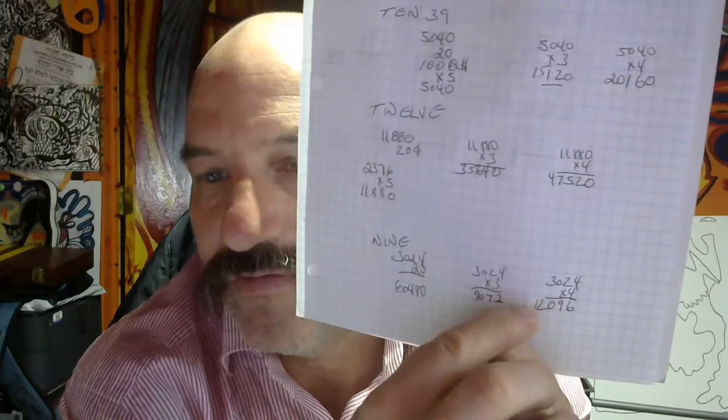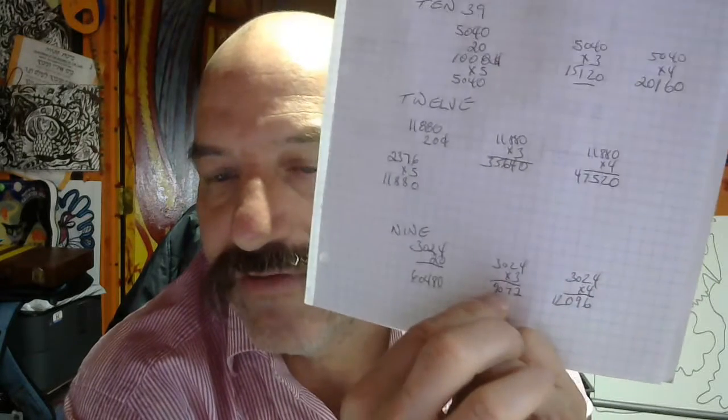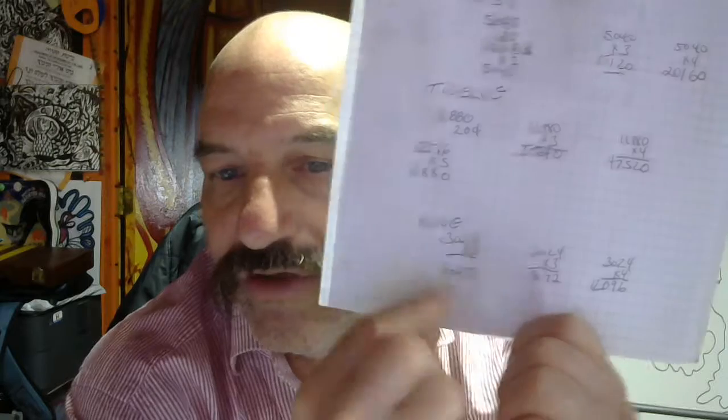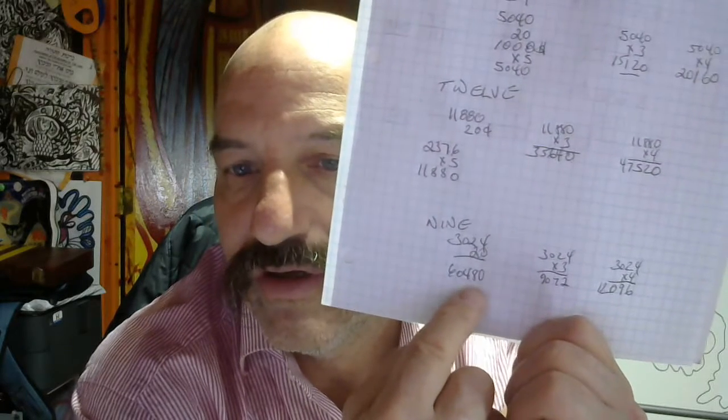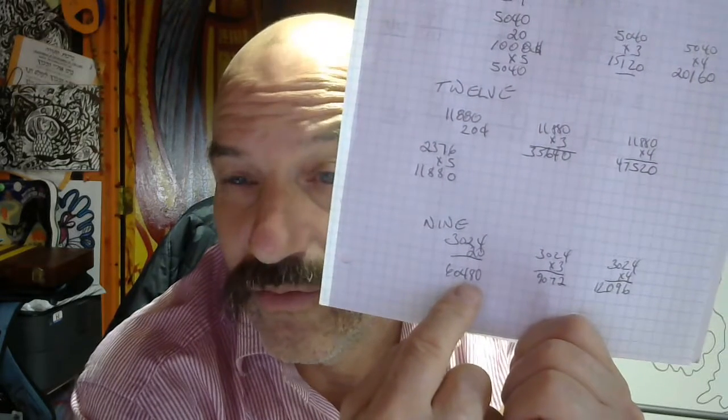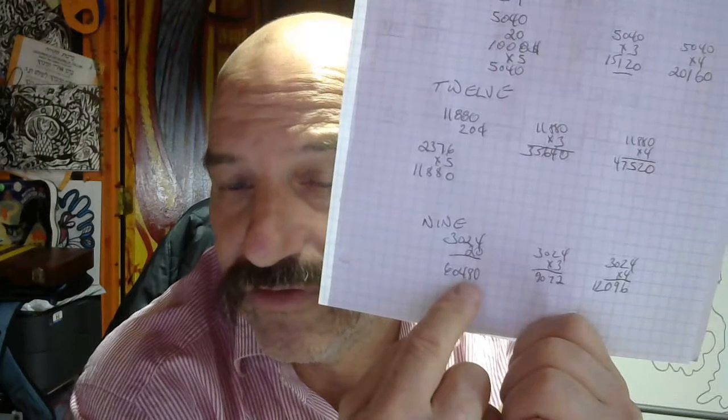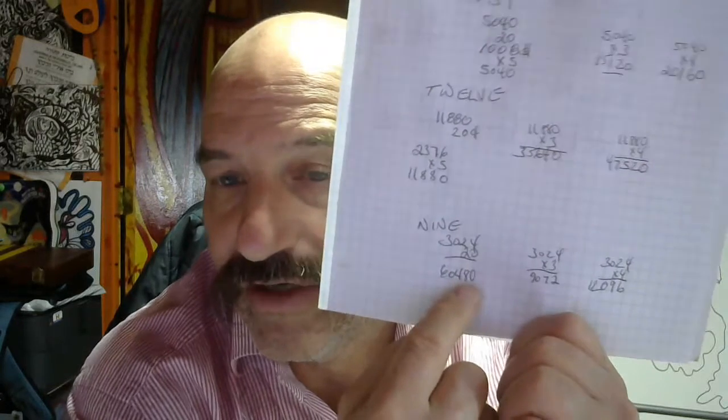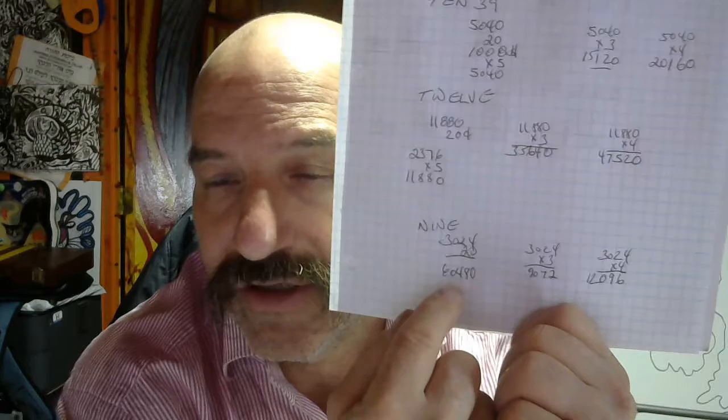9 times 6 is 54, times 2 is 108. 9 times 7 is 63, times 2 is 126. 6 times 4 is 24, times 8 is, what? 24 times 8 equals to 32, and 160, 192. The birth spirit.